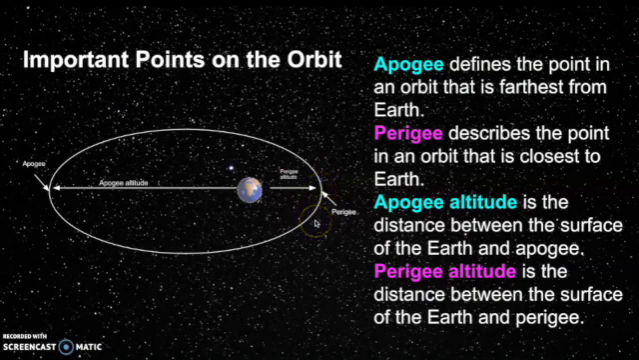The apogee altitude is the distance between the surface of the Earth and the apogee. So that would mean how high we are in the sky when we are at the point of apogee. And then we have the perigee altitude, which is the distance between the surface of the Earth and perigee. So again, that would be the altitude that we have when our satellite is at perigee.